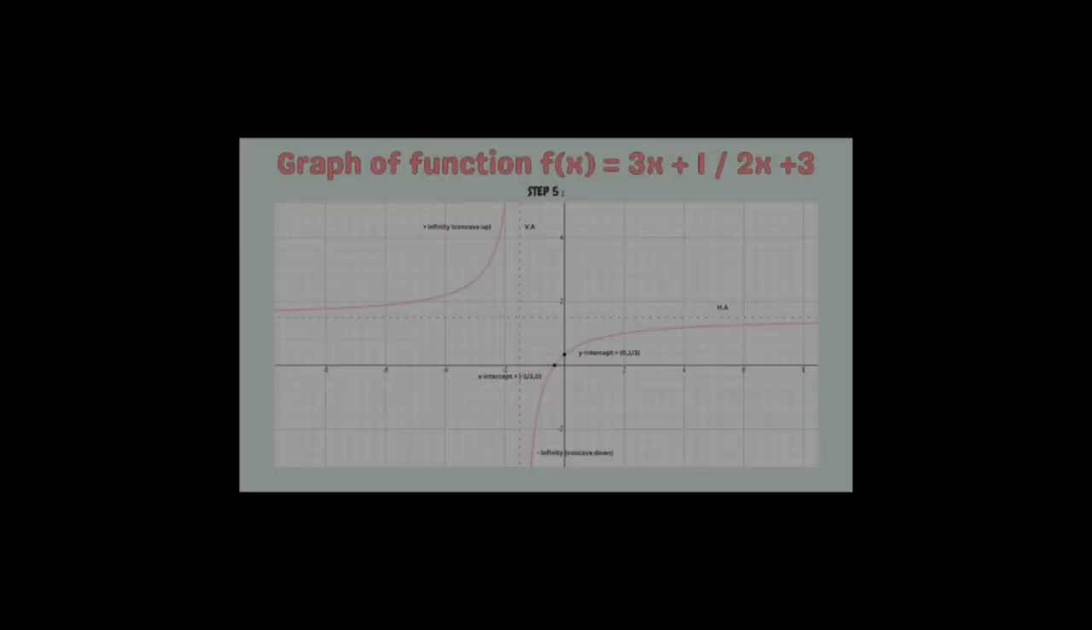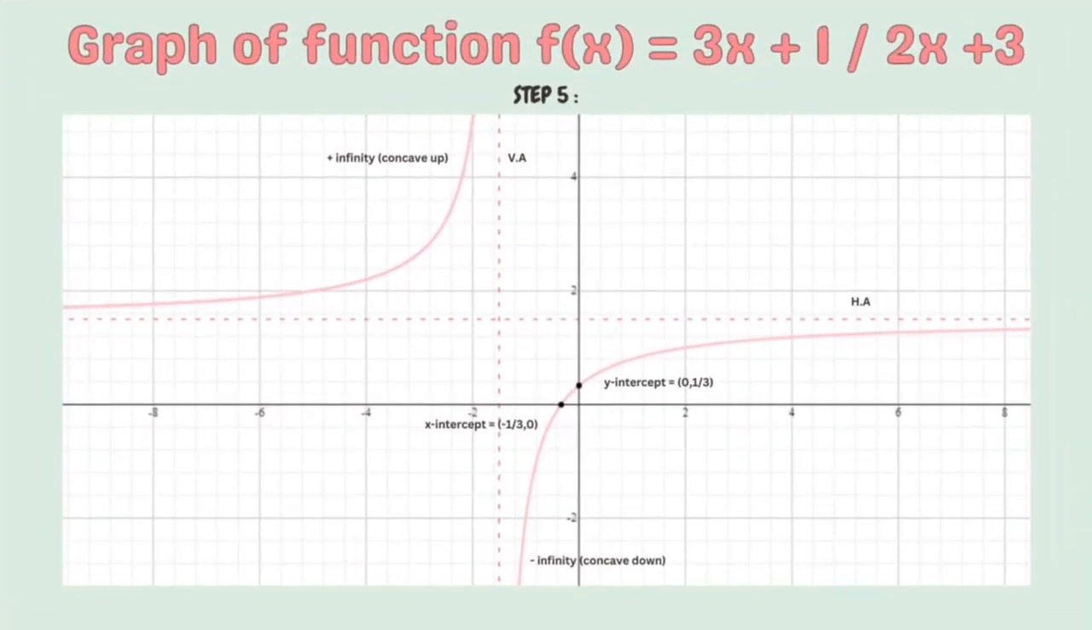So based on the graph of f(x) equal to (3x plus 1) divided by (2x plus 3), we will get the x-intercept is -1/3 and the y-intercept is 1/3, with concave up on one side and concave down on the other, and the vertical asymptote and horizontal asymptote shown on the graph.